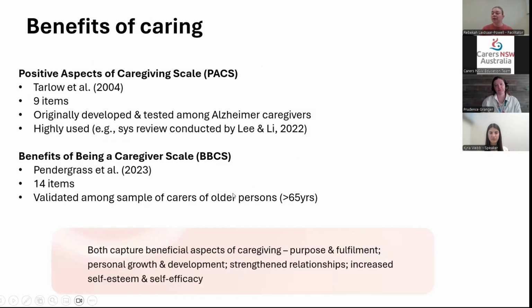And then, of course, there are the benefits of caring, which are often not measured in many studies, and I think are really important for us to talk about and consider when we're looking at carer outcome measures. One of them is the positive aspects of caregiving scale and the benefits of being a caregiver scale. Both of them capture some of those really beneficial aspects of caring, things like purpose and fulfillment, personal growth and development, strengthened relationships, increased self-esteem and self-efficacy.